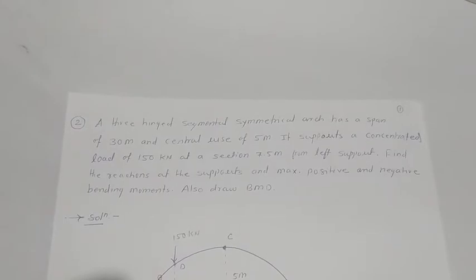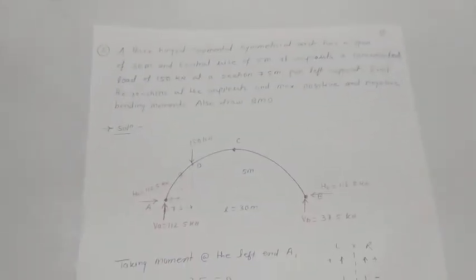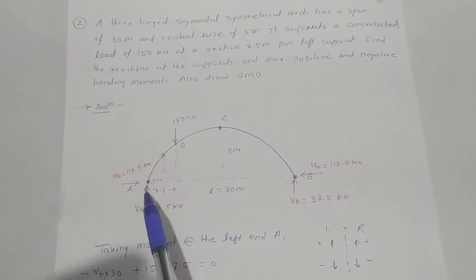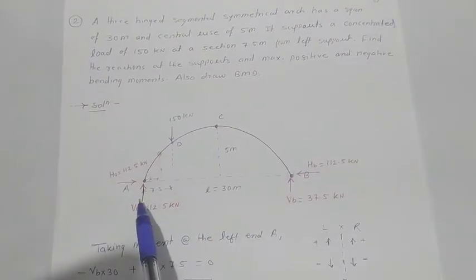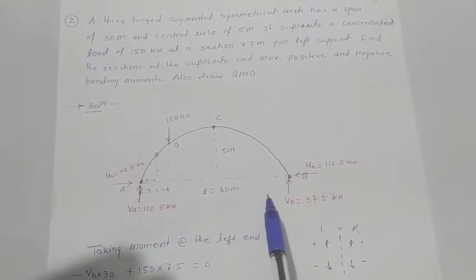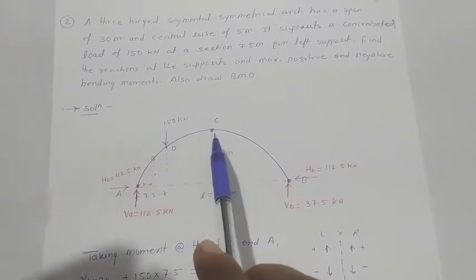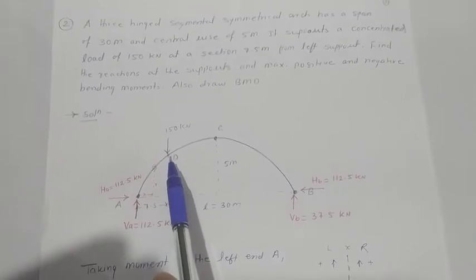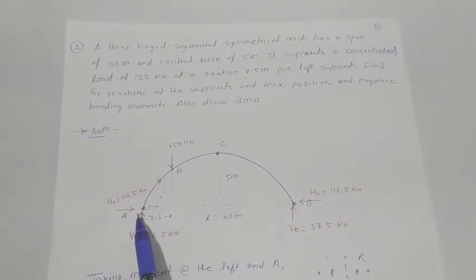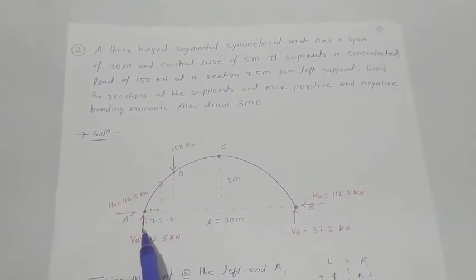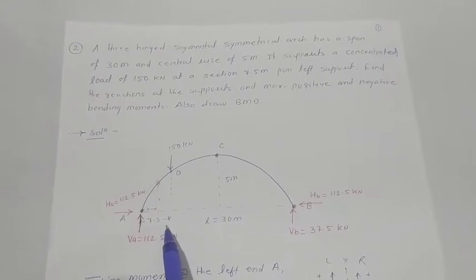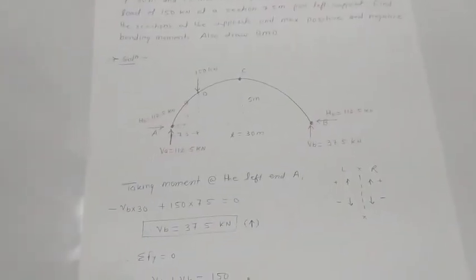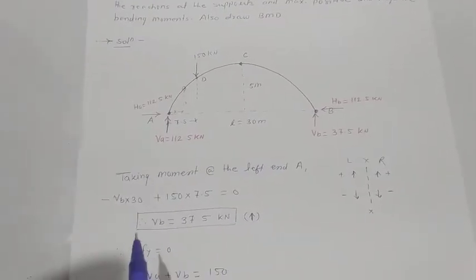Okay. So from the problem statement we can draw a line diagram of the 3-hinge arch. So I draw a 30 meter span and 5 meter rise. I'll subject it to a 150 kilonewton load from the left end, that is this one, at a distance of 7.5 meter. So what is our procedure to find out the support reactions?